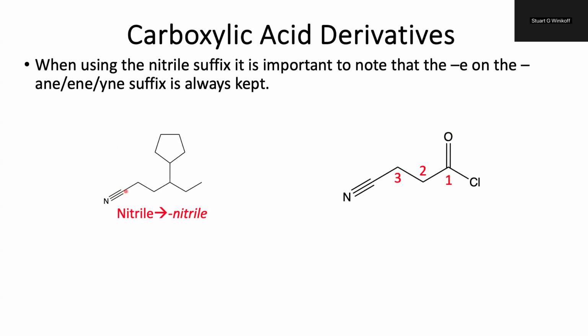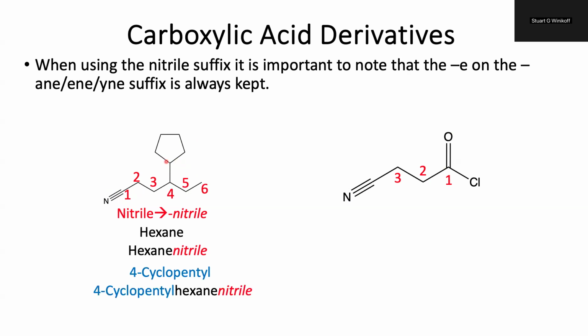Then again, my main chain is going to be 1, 2, 3, 4, 5, 6. So I have a 6-member chain, so it's a hexane. So I have a hexane nitrile. Now, again, I have a substituent, so let's do the numbering. That nitrile gets the 1 position, but since it's a terminal group, I don't need to include that 1 in the numbering. However, I do need to name my cyclopentyl group at the 4 position. So this is 4-cyclopentyl hexane nitrile.